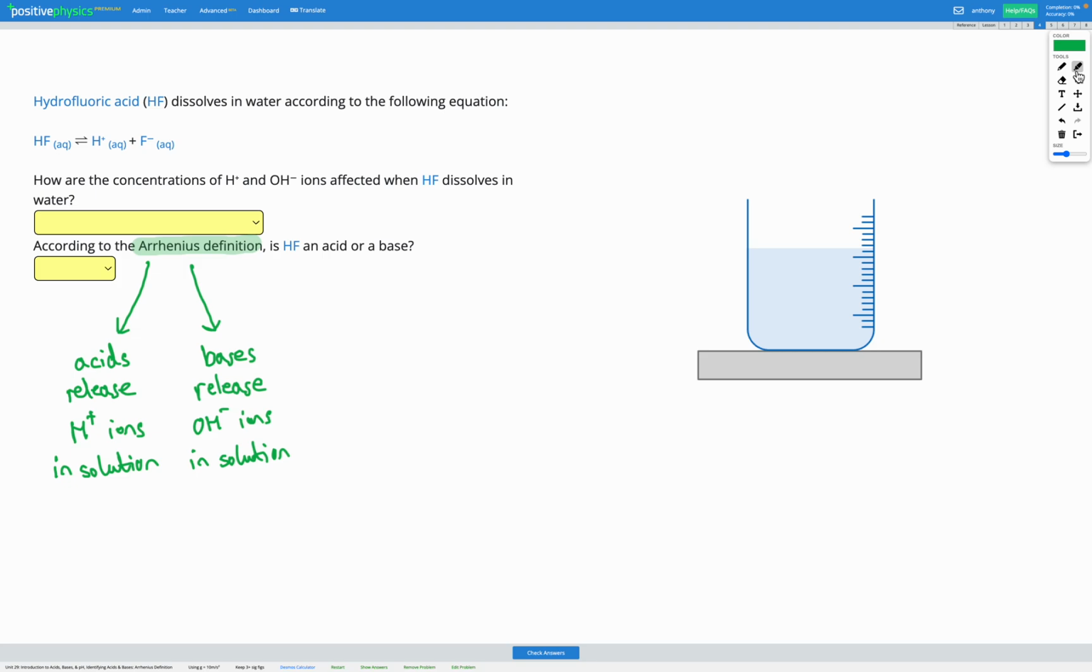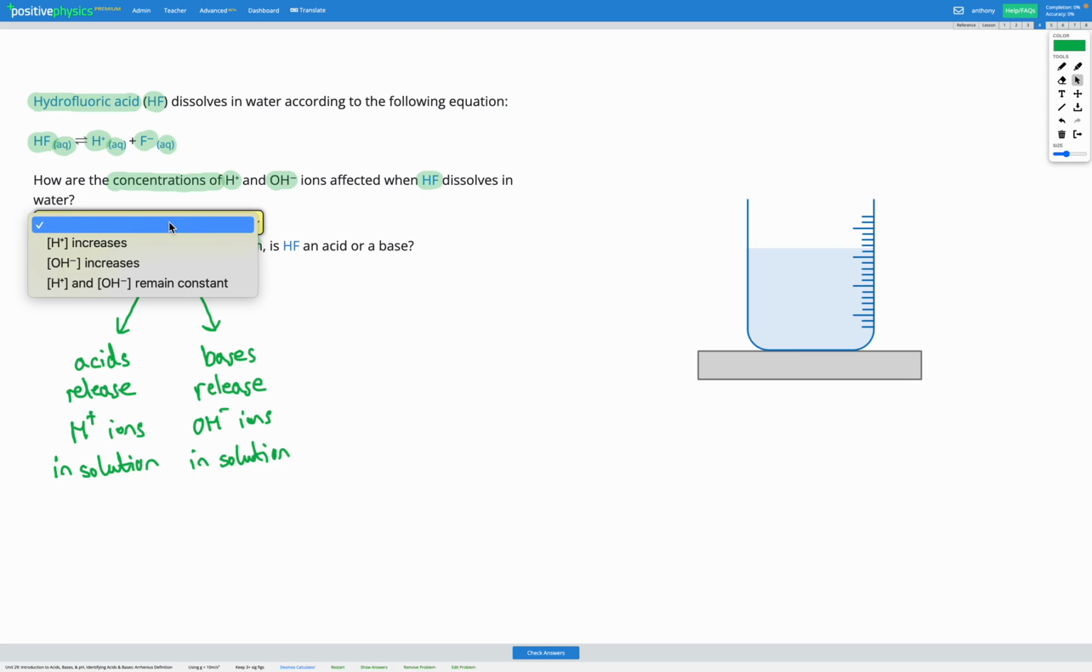In this question, we have hydrofluoric acid, HF, dissolved in water according to the following equation. So we have HF, aqueous, gives H+ aqueous and F- aqueous. The question asks, how are the concentrations of H+ and OH- affected when HF dissolves in water? Well, we can see here that HF dissolves to produce H+ and F- ions. So the concentration of H+ is going to increase when hydrofluoric acid dissolves.